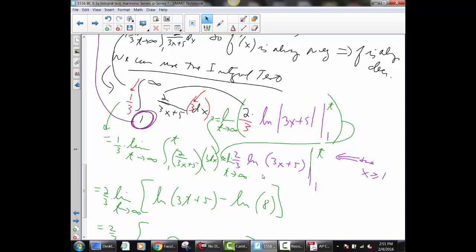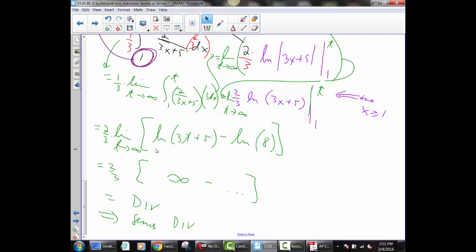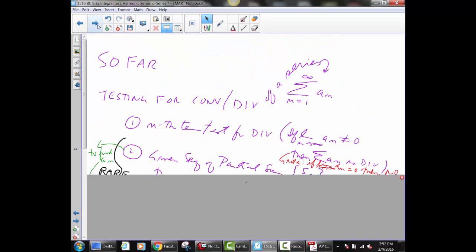All right, so I'm going to plug in t into that expression, minus, and then I'm going to plug in 1. I'll get ln of 8. And what happens is, as t goes to infinity, the limit of the ln of 3t plus 5 goes to infinity, which means it diverges. And if that improper integral diverges, it means that this series diverges as well.